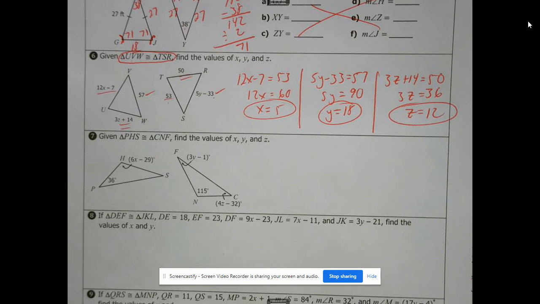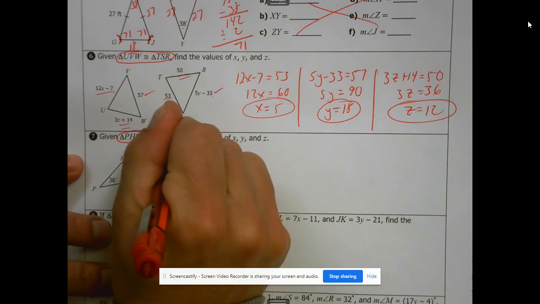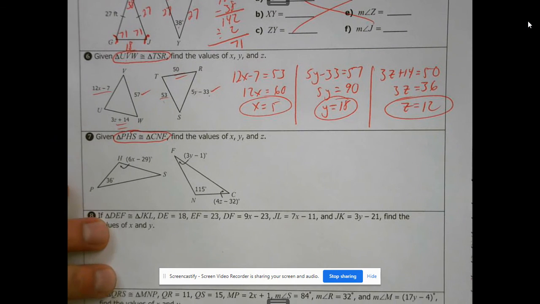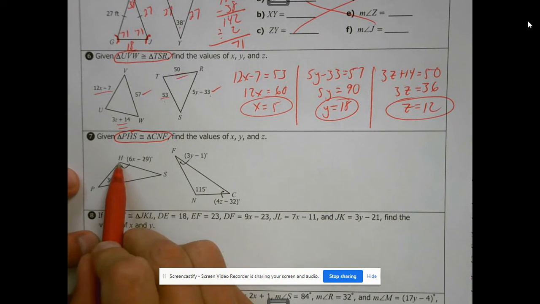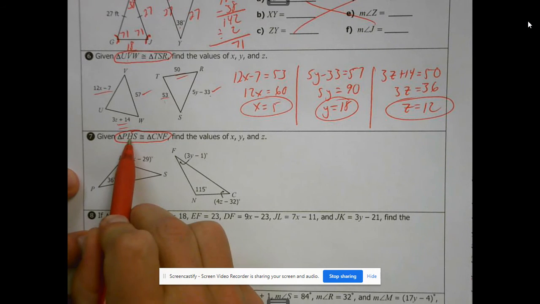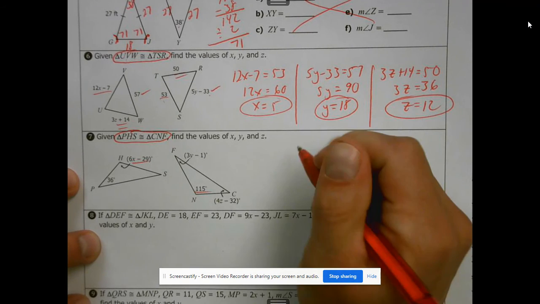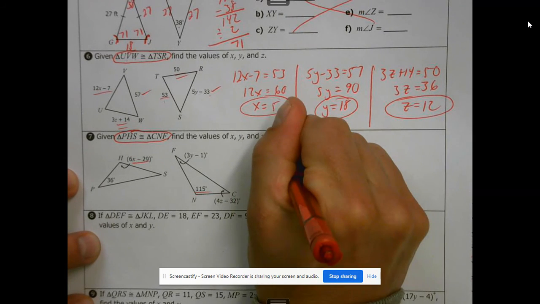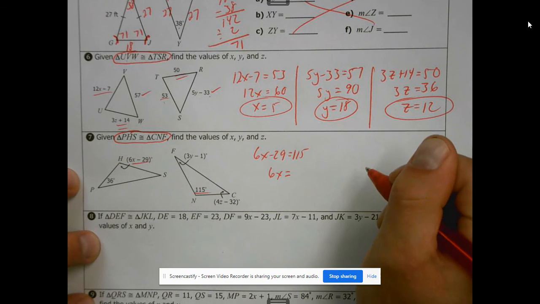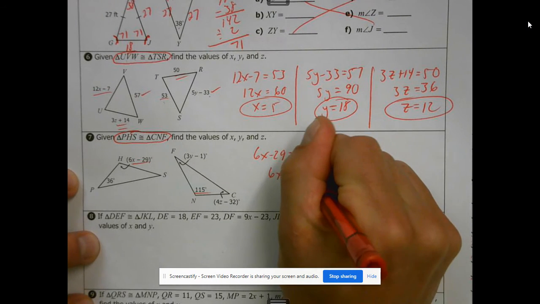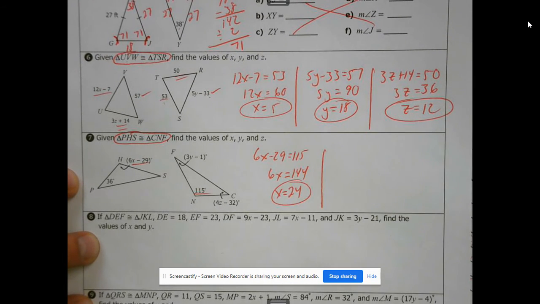Number 7, same concept. You got to solve for x, y, and z. Here is your congruency statement. Let's go in order. All right, x. Angle H matches up with angle N. And there's angle N. So set those guys equal to each other. 6x minus 29 is 115. Add the 29 over, that gives me 144. 6 goes in there 24 times.